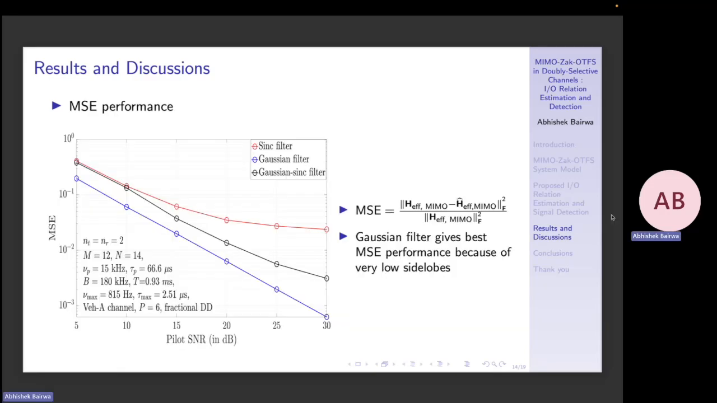This is the MSE performance of the proposed IO relation estimation scheme for different filters in 2 cross 2 MIMO Zak-OTFS. MSE is defined as given in the slide. It is the Frobenius norm of H effective MIMO minus H effective hat MIMO, squared, divided by the Frobenius norm of H effective MIMO squared. Here we can see that the Gaussian filter gives the best MSE performance. This is due to the fact that the Gaussian filter is very localized and it has very low side lobes. So we can estimate the H effective taps from the received pilot frame very effectively.